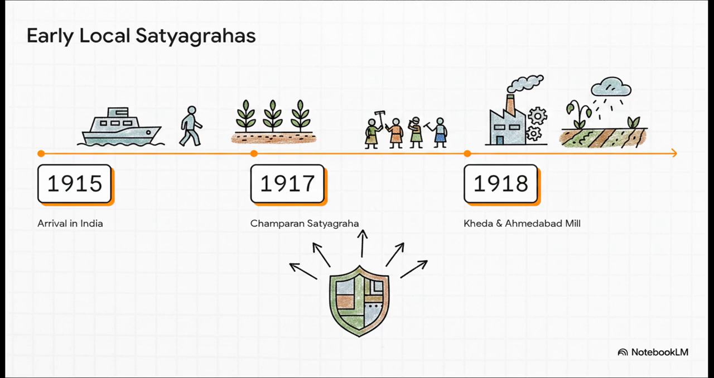In 1917, at Champaran, he organized indigo farmers who were dealing with exploitative planters. Then in 1918, he supported the Kheda peasants who were crippled by taxes and crop failures, alongside the Ahmedabad mill workers demanding a plague bonus. He was basically beta testing this high-level philosophy of satyagraha against very local, hyper-specific grievances. And spoiler alert, it worked.